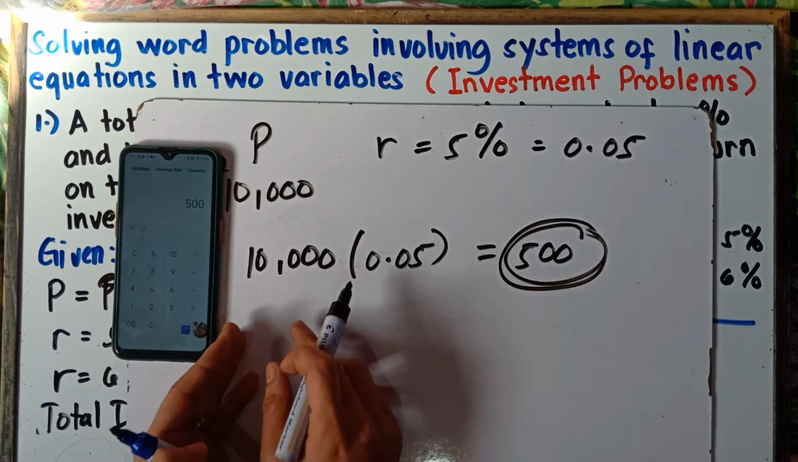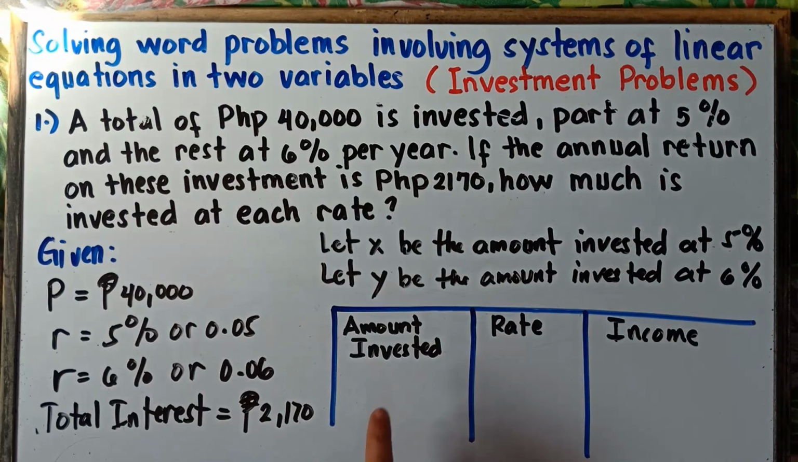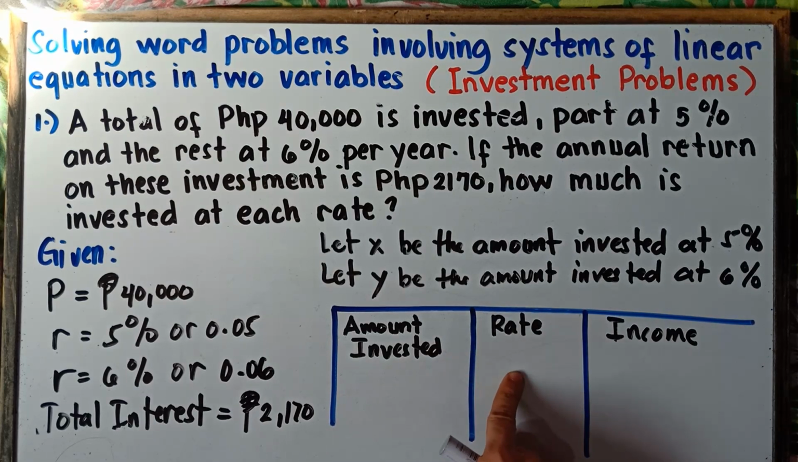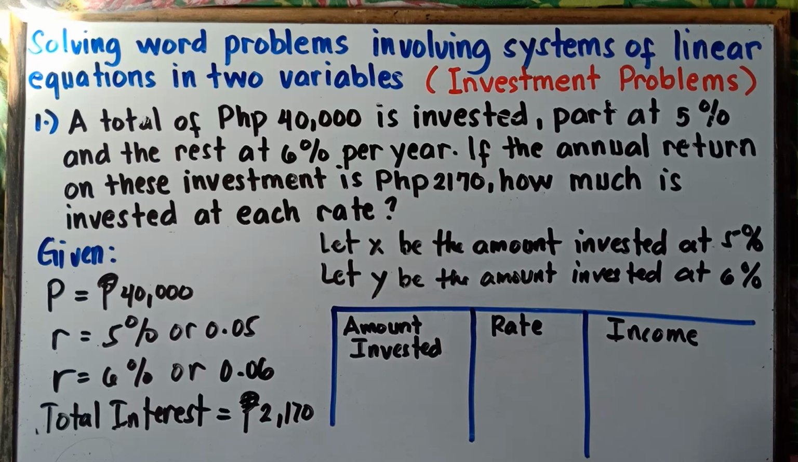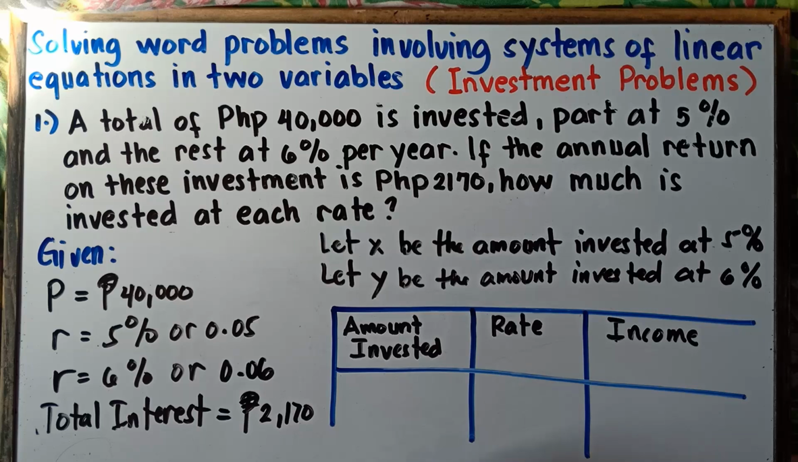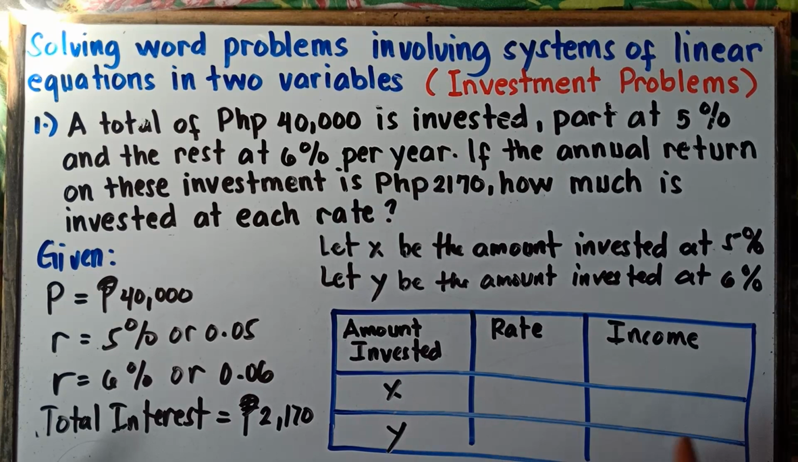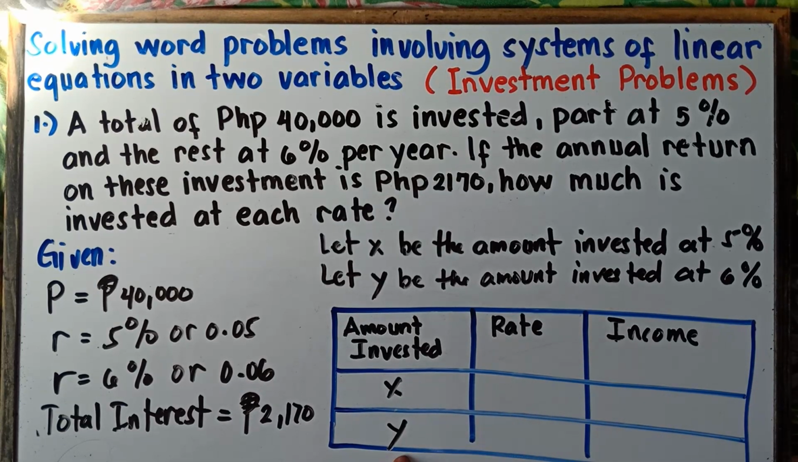If you deposited 10,000, class, the principal is 10,000. So, therefore, class, if we multiply the amount invested by the rate, that would be your income. Okay, so therefore, for the amount invested, we have X. Once again, let X be the amount invested at 5%. And then let Y be the amount invested at 6%.